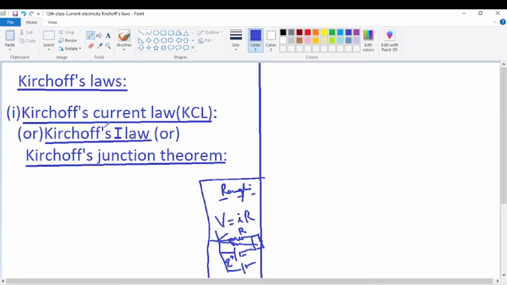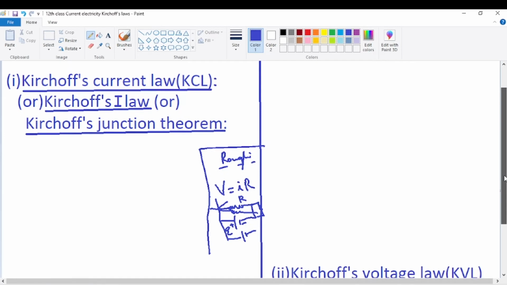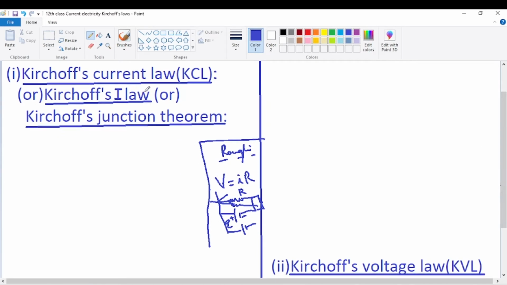Kirchhoff's first law, it's also called Kirchhoff's Current Law or Kirchhoff's Junction Theorem. And next, there is another law, second law called Kirchhoff's Voltage Law. Now, firstly, seeing Kirchhoff's first law. Now, Kirchhoff's current law, from the name itself, it gives a simple relation between currents.